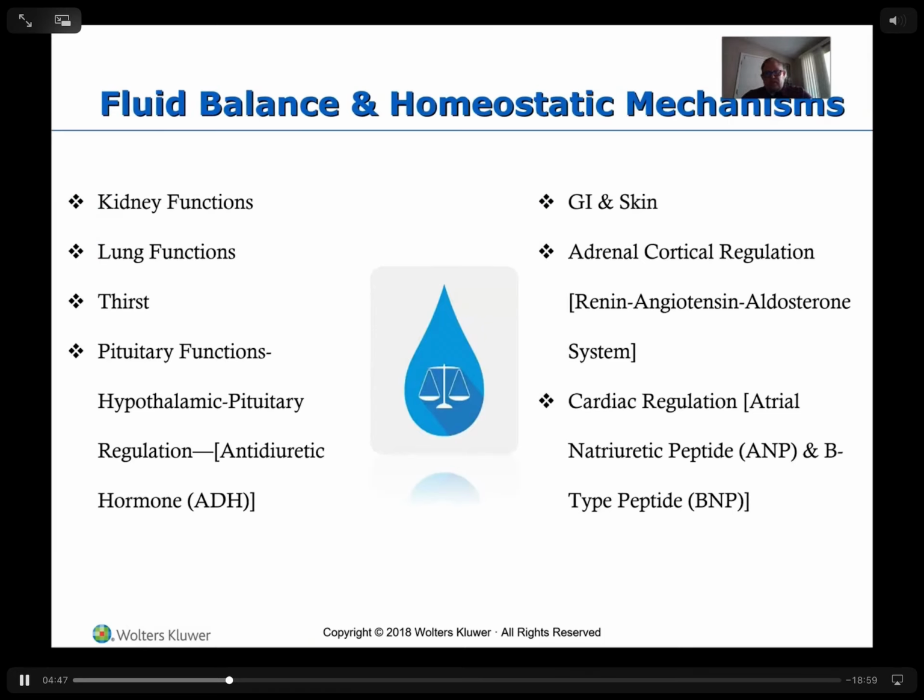So there are different mechanisms: you have kidney functions, lung functions, thirst, and pituitary functions. These all help try to maintain your fluid balances. Your renin-angiotensin system, your cardiac regulation, your ANP and BNP all help regulate your heart rate and other functions to try to maintain fluid balances.